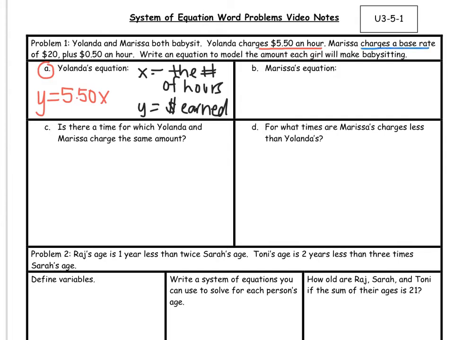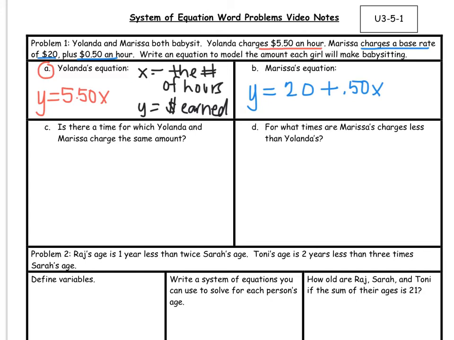Marissa charges a base rate of $20 plus 50 cents an hour. So the money she earns is her base rate of $20, sorry, plus 50 cents an hour. If you wanted to write that as 0.50x plus 20, that's fine. So there's our two equations. We've defined our variables. x is the number of hours, y is the money earned. Yolanda is $5.50 an hour, and Marissa is 50 cents an hour plus a flat fee or base rate of $20.